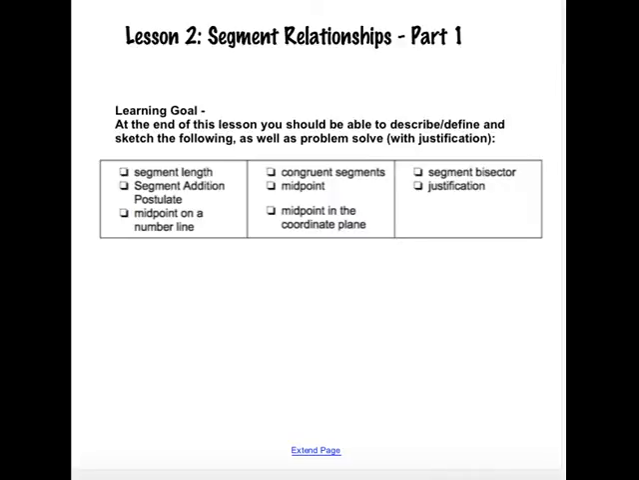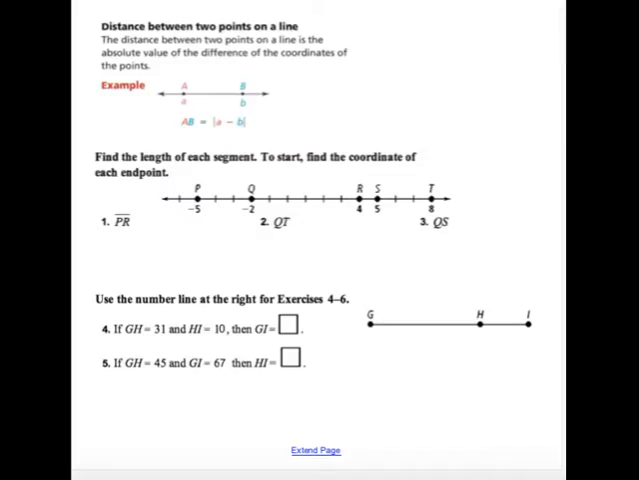Segment length, segment addition postulate, midpoint on a number line, congruent segments, regular midpoint in the coordinate plane, segment bisector, and then justifying as we go. So let's get started, talking about distance between 2 points on a line.